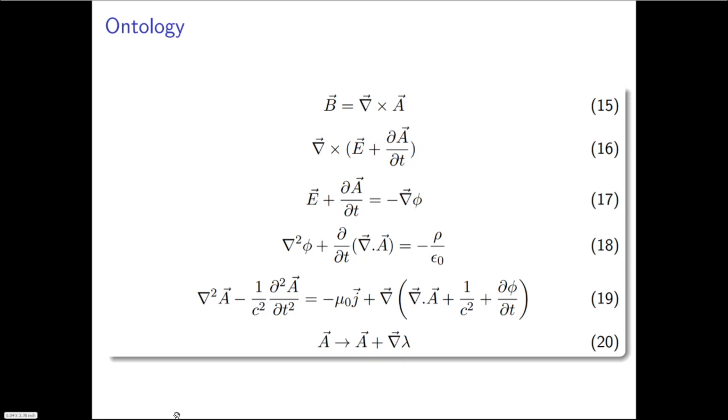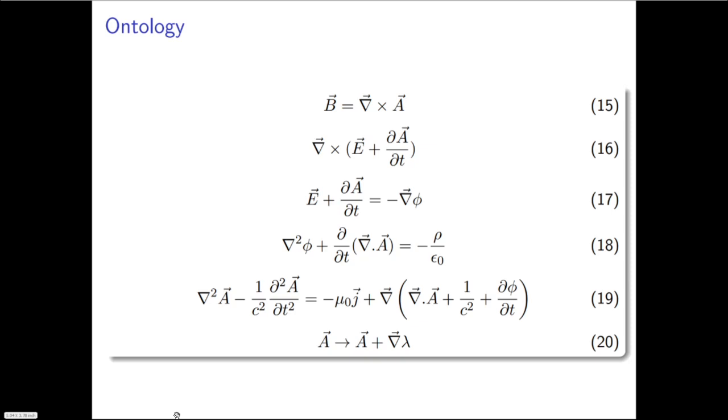So the right hand side of equation number 16 is zero, since we took all the terms to the left hand side. And so what we can say is that the expression we see in equation number 16 is equal to a gradient of a scalar potential, which is represented by phi.